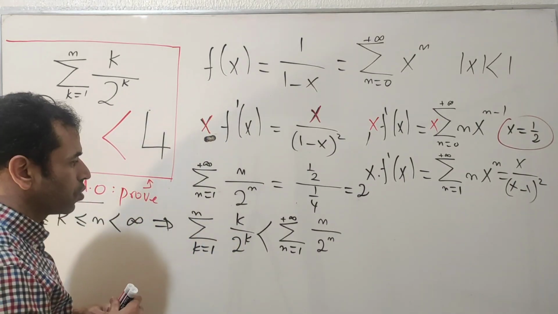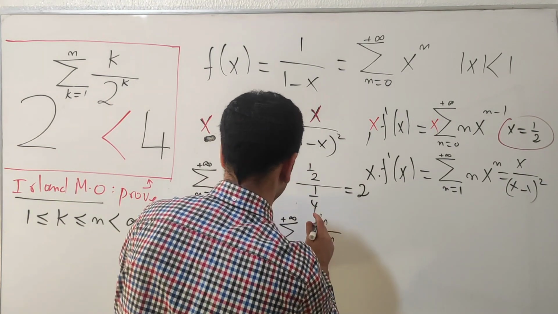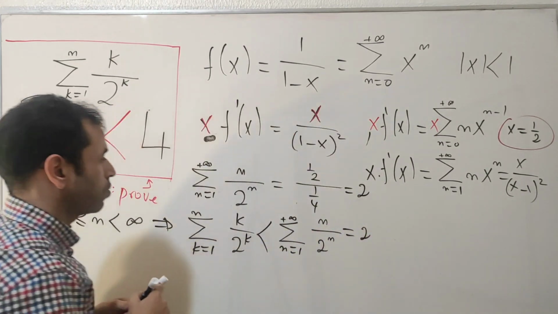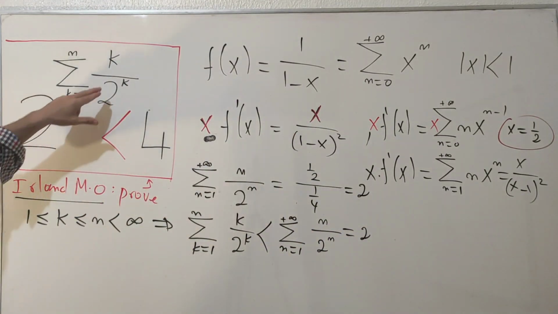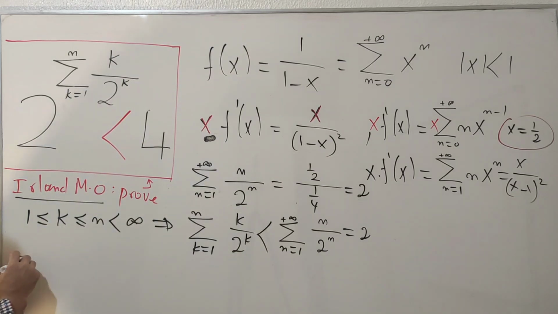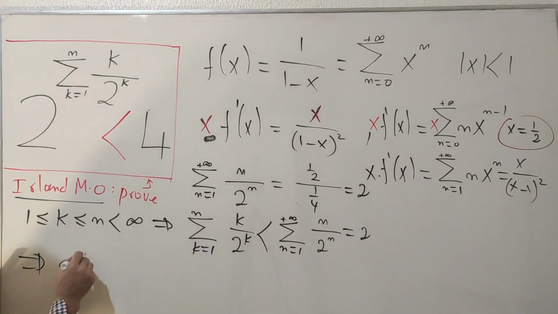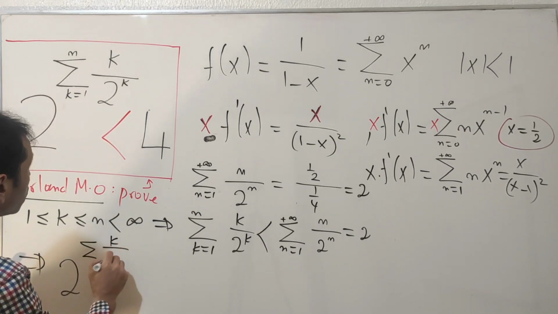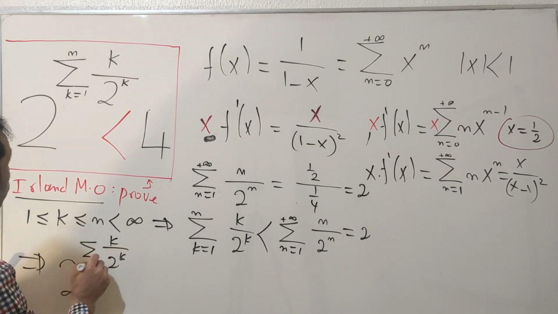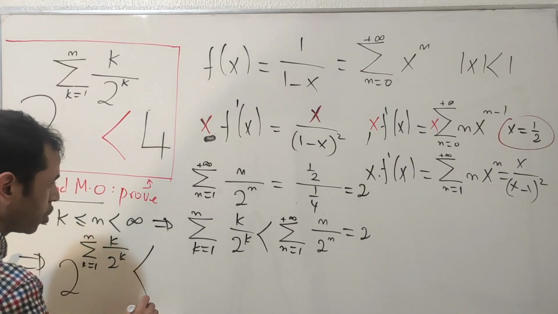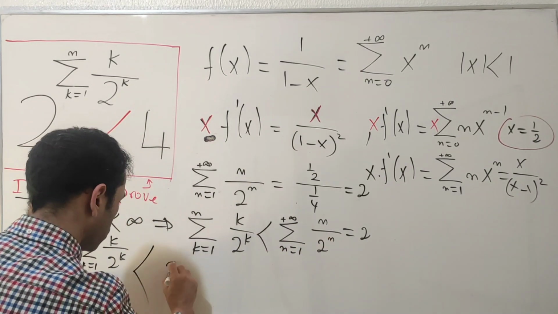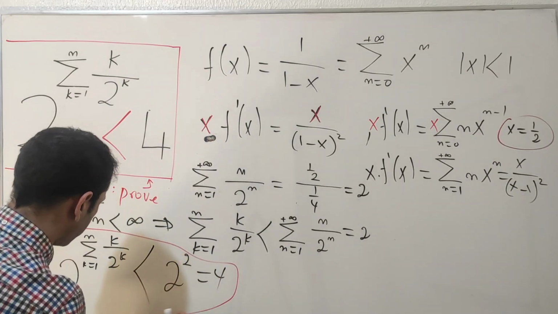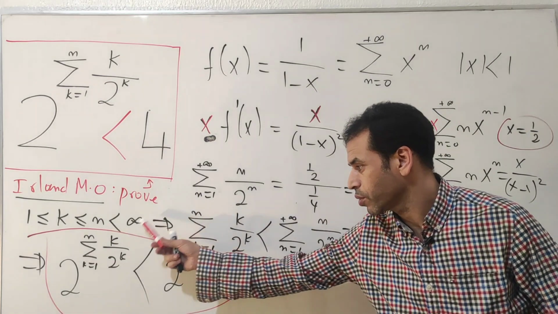So clearly we found this one, which is here, equals number 2. But remember, we have 2 to this sum. So clearly, thus we get 2 to this sum of k over 2 to the k, as k goes from 1 to n, which is strictly inferior to this one, 2 squared, which is number 4. Okay, we have proven this one. So I am done with this one.